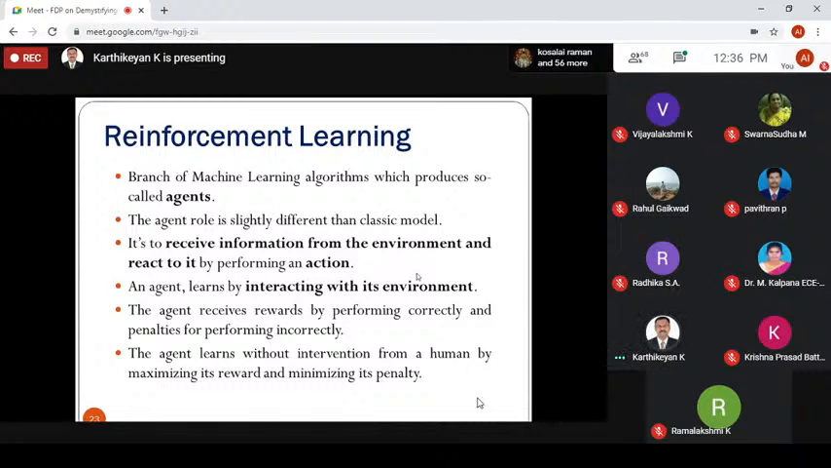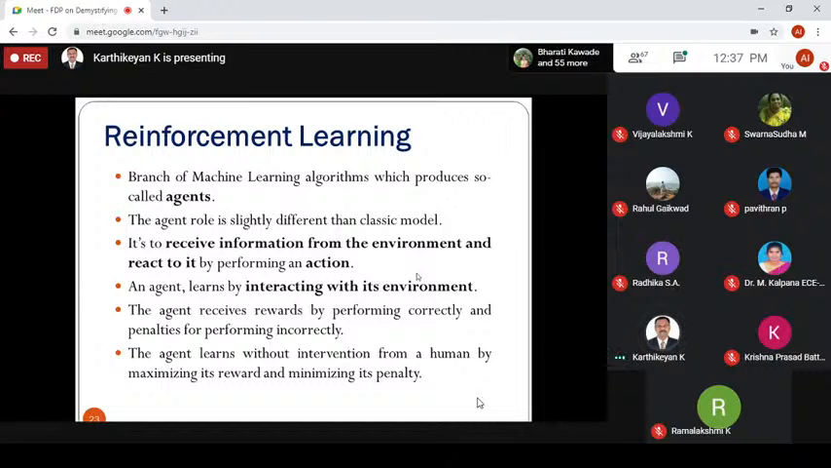Now coming to reinforcement learning. As I told you already, reinforcement learning is a new area, and it is different from supervised learning as well as unsupervised learning. The approach we use for developing these algorithms is completely different from the other two, right? Reinforcement learning is a branch of ML algorithms which produces so-called agents. The outcome of these algorithms is called agents. The modeling or role of this agent is different from the classical models. This model will receive information from the environment and react to it by performing an action. We will see an example of what it means. I will explain it clearly.